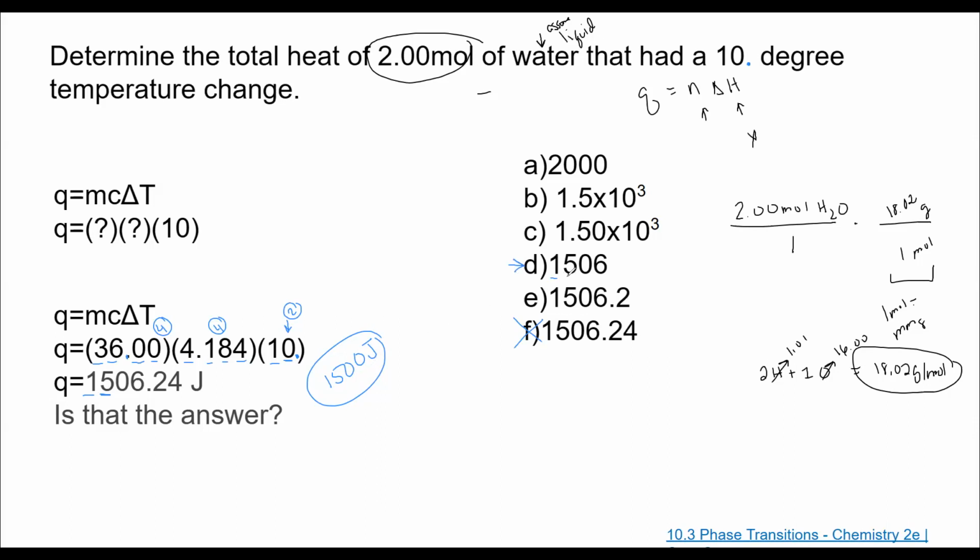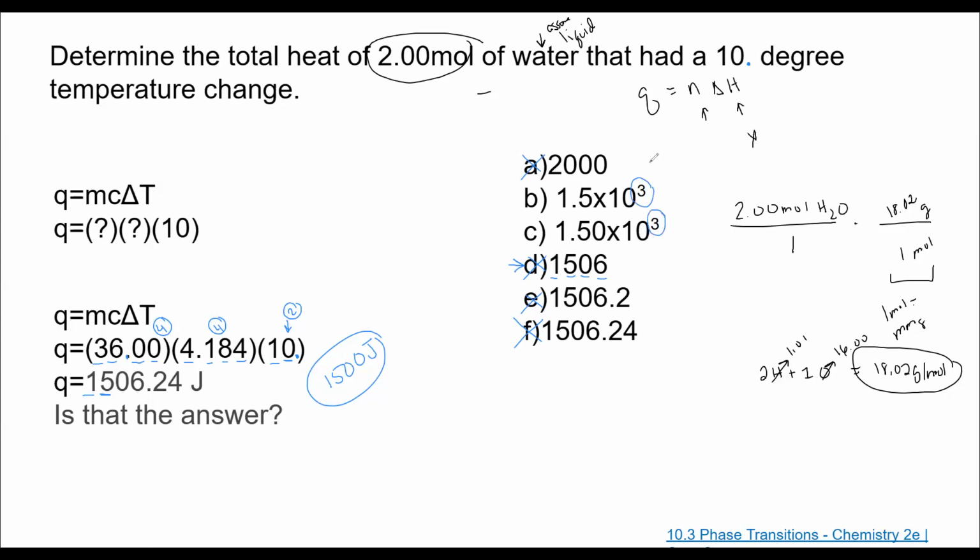Let's go back. That has 1, 2, 3, 4, so that is not going to be correct either. Okay, 2000, that would be if we only had 1 sig fig. So if it was 10 and not 10 dot, you would pick 2000. So I'm now between these two.